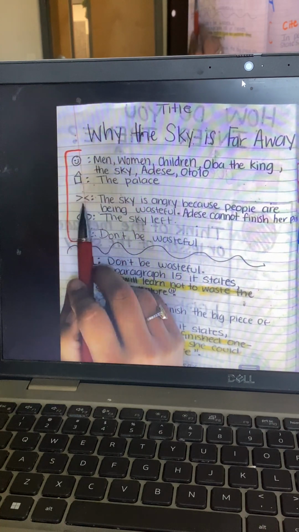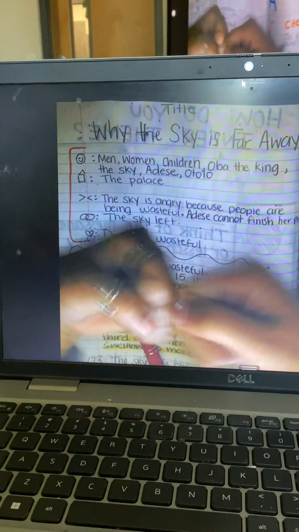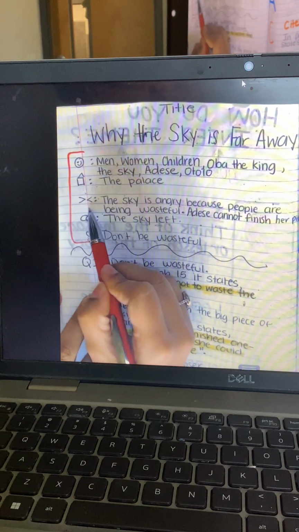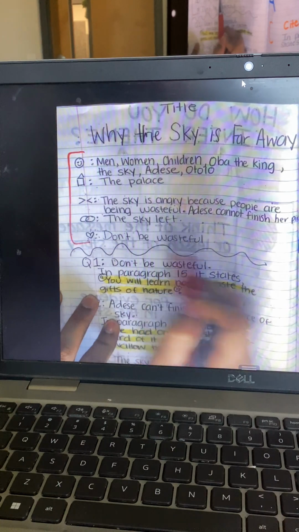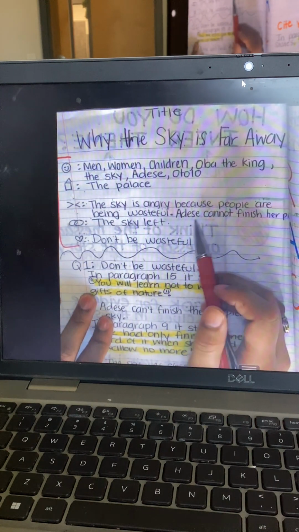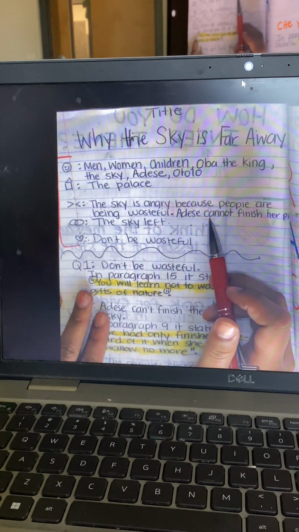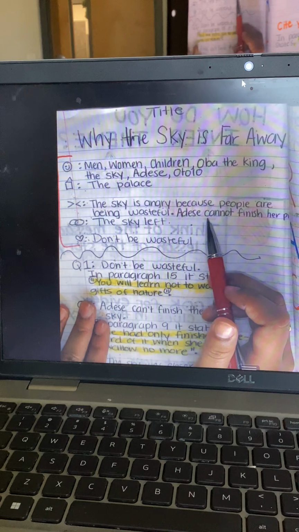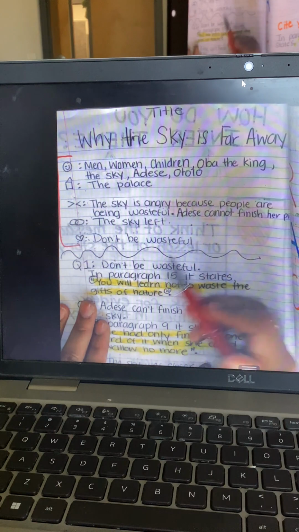Then the problem, right? I do these little things right here, and what I do with my hands, I kind of clink them together like if they're fighting, and I say, okay, what's the problem, guys? And so the problem here is that the sky is angry because people are being wasteful. Adis cannot finish her pie. So here, this is a fictional story about the sky, how he gives food to this village. He's giving food to this village, and the people are being wasteful. They're grabbing lots of food and not even eating it. They're kind of just throwing it to the trash.